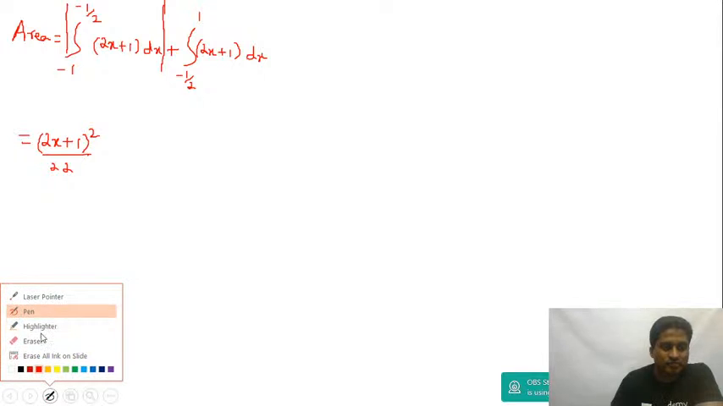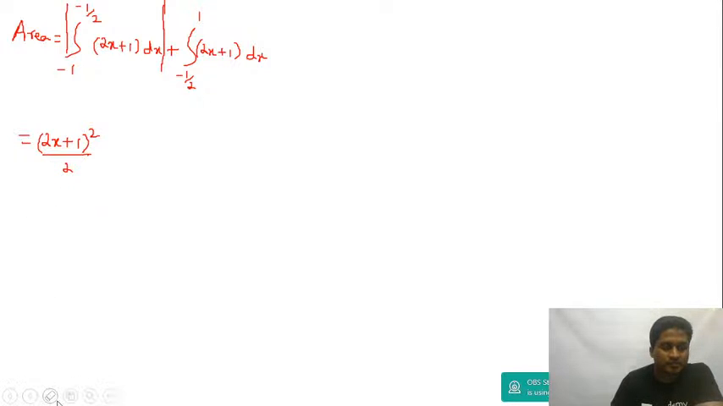Between the limits minus 1 to minus half, the coefficient of x is 2, divided by 2. And then integration of x is x square by 2, coefficient of x is 2 divided by 2, between the limits minus half to 1. Now I get 1 upon 4.